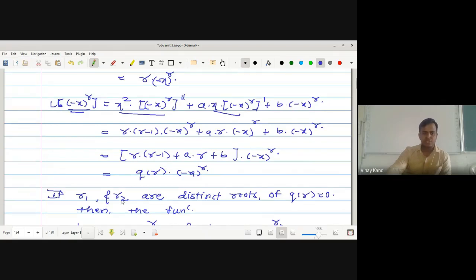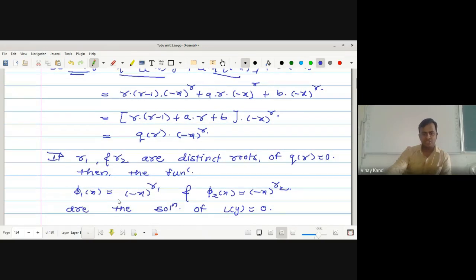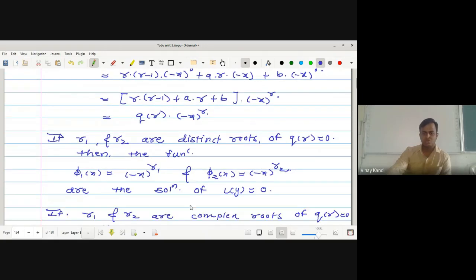Okay, so if r1 and r2 are the two distinct roots of q of r equal to 0, then the functions phi1 of x equal to minus x raised to r1 and phi2 of x equal to minus x raised to r2 are the solutions of L of y. Okay, so these are the two conditions, two parts of when r1 and r2 are the real roots.